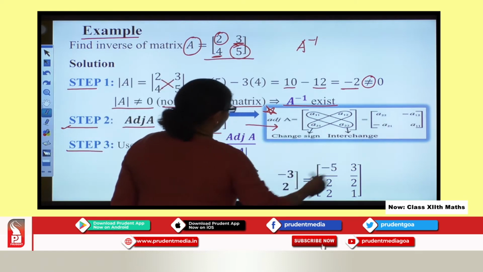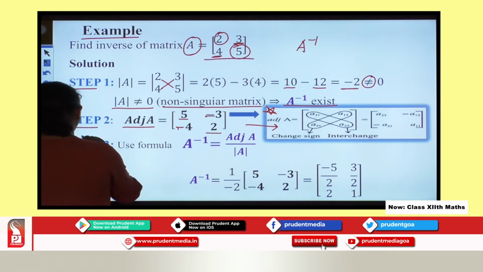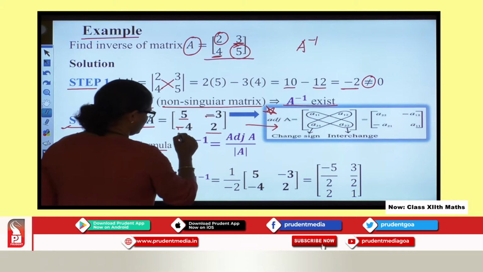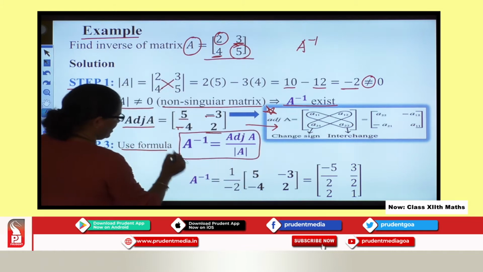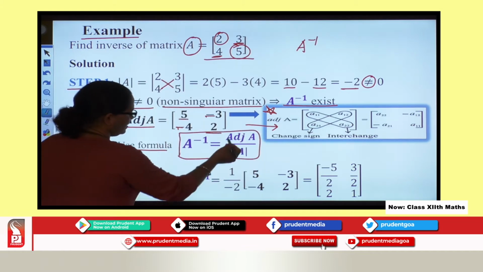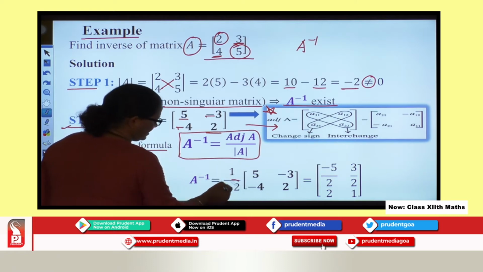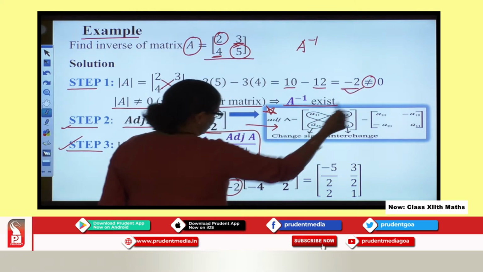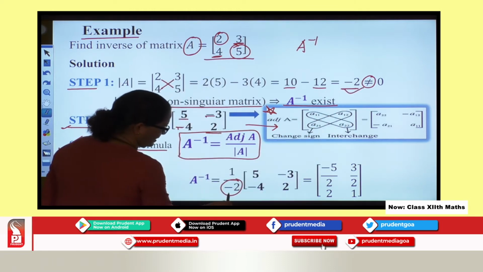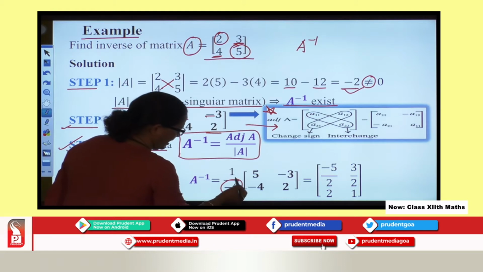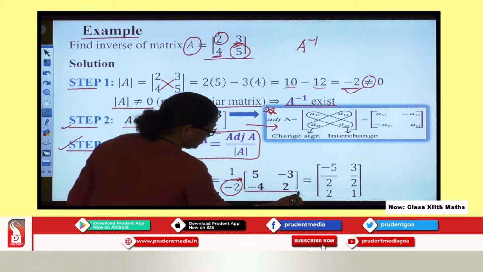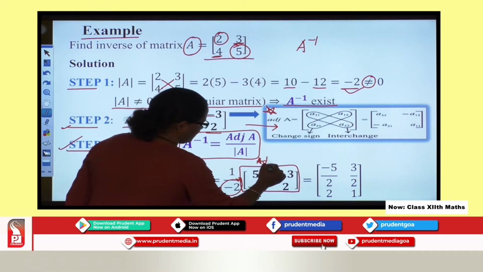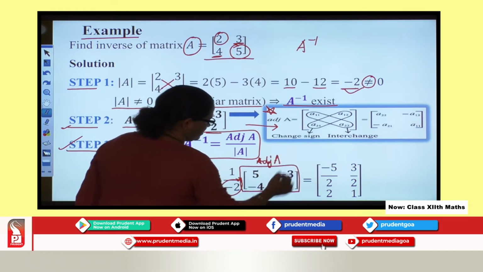Directly it is mentioned how to proceed. And now I go to the third step. Third step says use the formula. So this is the formula. A inverse equals, what is the determinant value? You can see minus 2, which I found over here. I take the reciprocal of it and write it with this matrix. What is this matrix? This is my adjoint of the given matrix A.